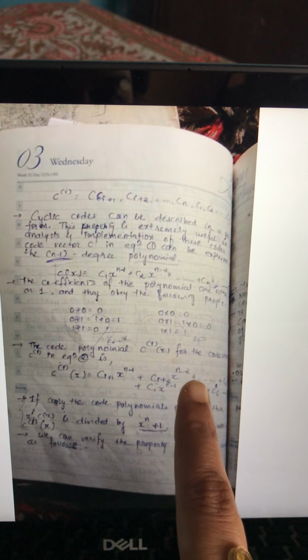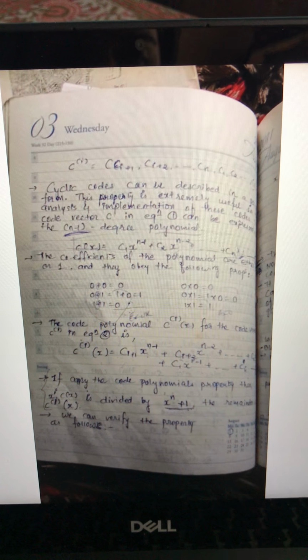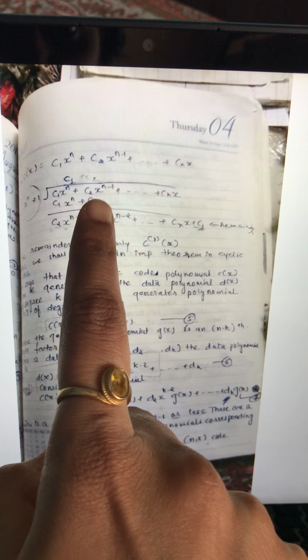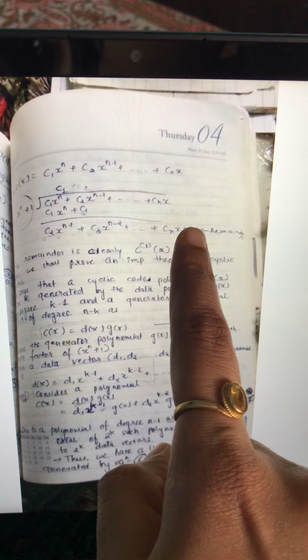The code polynomial is now C of x equal to C1 into x raised to n minus 1 plus C2 into x raised to n minus 2 up to Cn. Let's apply this with the division by x raised to n plus 1. So it is divided with the help of x raised to n plus 1, then the form will become like this. This is our dividend, this is the divisor, this is your remainder, and this is your quotient.